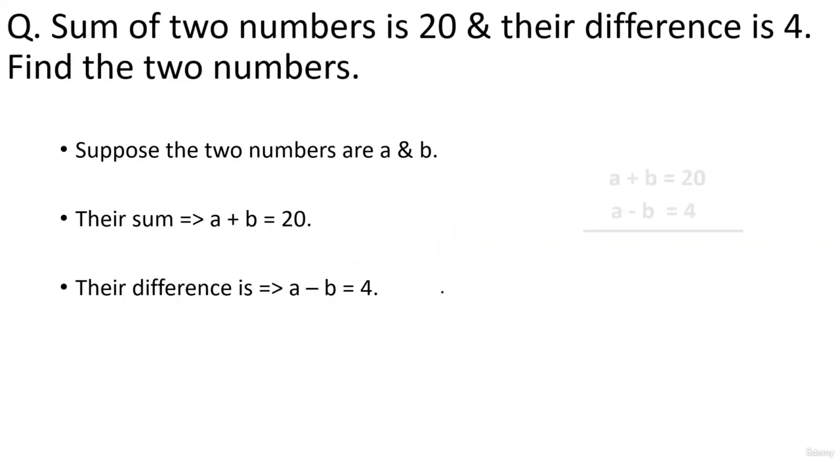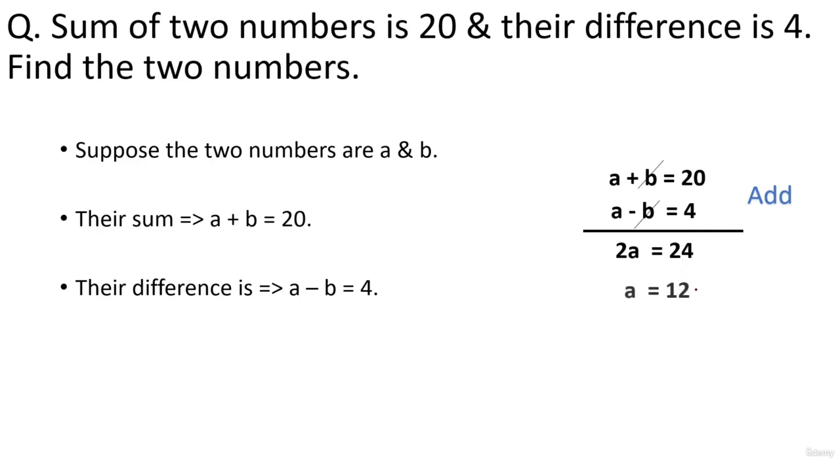So to avoid all this, we write the two equations one below the other, and we observe that the signs of B are opposite in both of these two equations. So by directly adding these two equations, we can get rid of B. Plus B minus B gets cancelled out. The left hand side will be simply A plus A, which is 2A, and the right hand side will be 20 plus 4 equals 24. So we get 2A equals 24 and A equals 12.